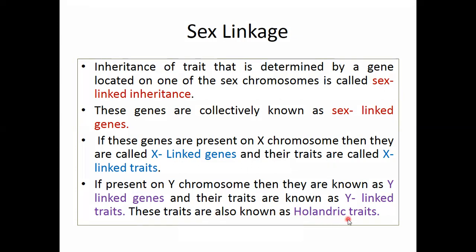Hollandric traits are those traits that pass from father to sons only. So Hollandric traits are present on the Y chromosome of the male, and the male passes these traits only to his son. So sex-linked genes are further divided into X-linked genes and Y-linked genes.